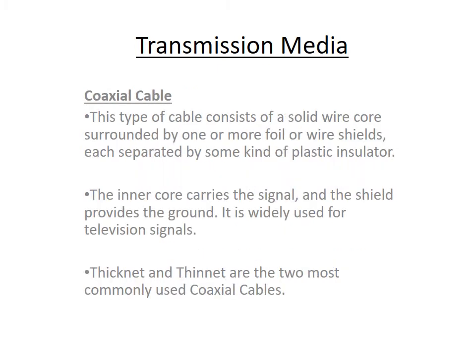Coaxial cable. This type of cable consists of a solid wire surrounded by one or more foil or wire shields, each separated by some kind of plastic insulator. The inner core carries the signal and the shield provides the ground. It is widely used for television signals. Thicknet and thinnet are the most commonly used coaxial cables.